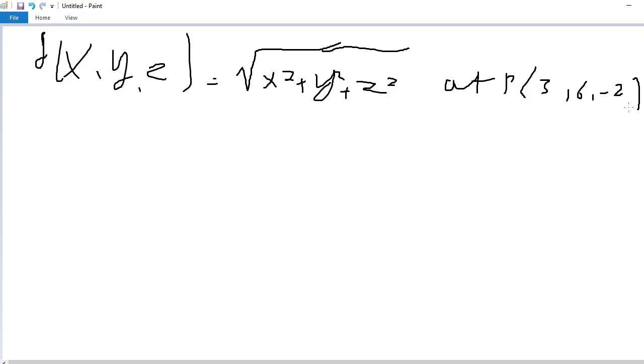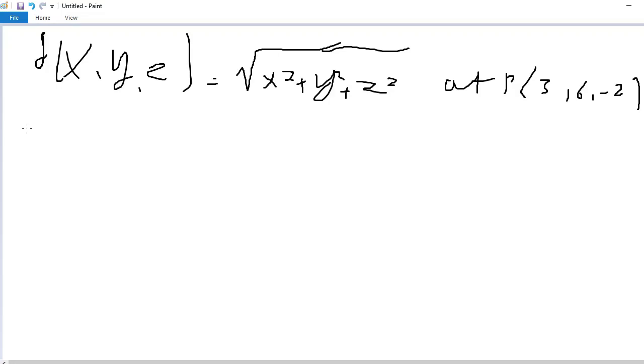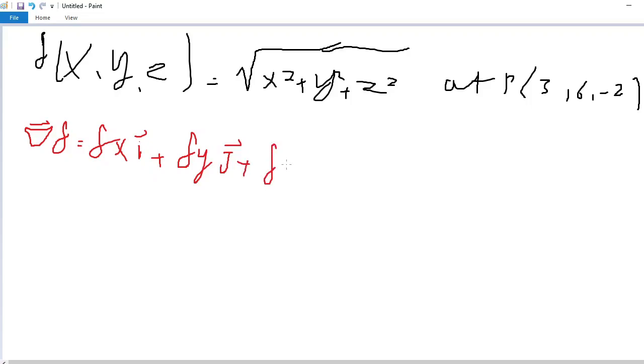To start the solution, you always need to write the gradient vector. So you write the triangle, which means the gradient, and gradient f is going to be equal to f_x i plus f_y j plus f_z k. Here we have three variables x, y, and z, and here i, j, k. So we need to take the partial derivative of the original equation with respect to x, y, and z.